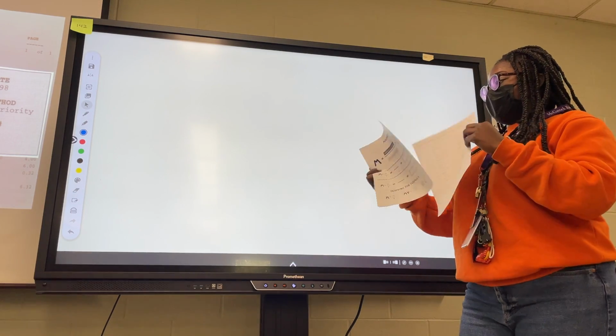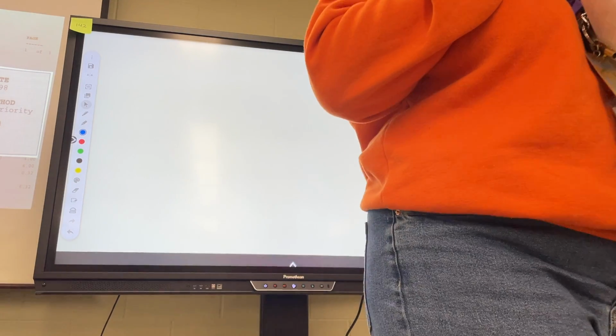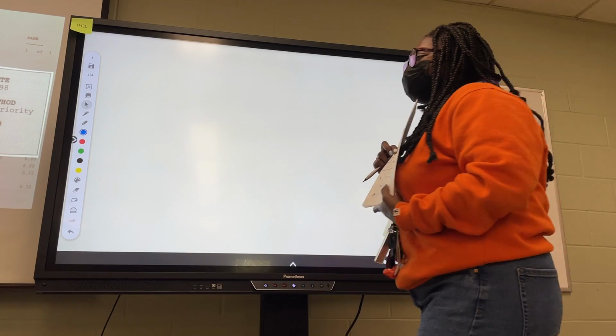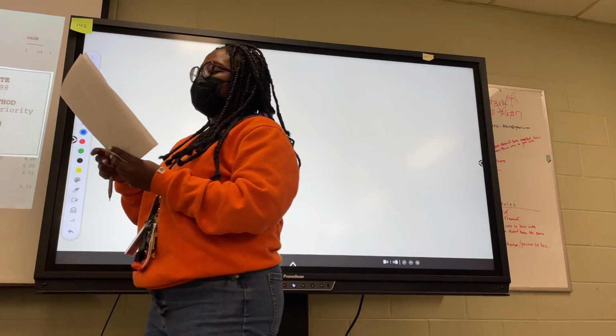All right, so this next page is where we're going to start. Everybody, we're on page 2. Open up. We're talking about molarity. We have some formulas we need to learn and love with molarity.